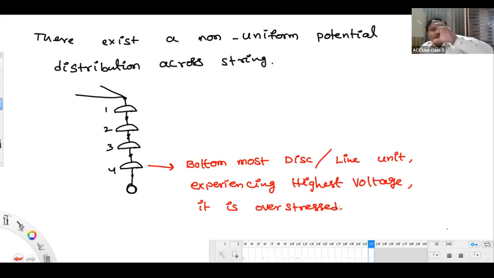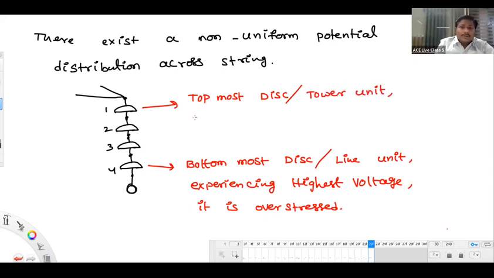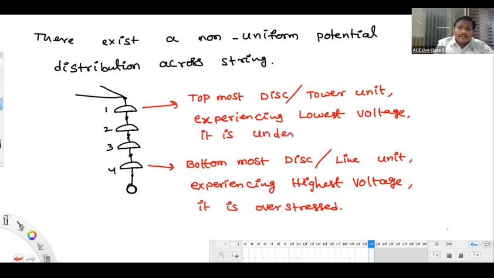Which disk is experiencing lowest voltage now? The topmost unit. So the topmost unit, I can say here topmost disk, or sometimes you can call this the tower unit, near to the tower. You can call it as tower unit. So it is experiencing lowest voltage, so it is under stressed.